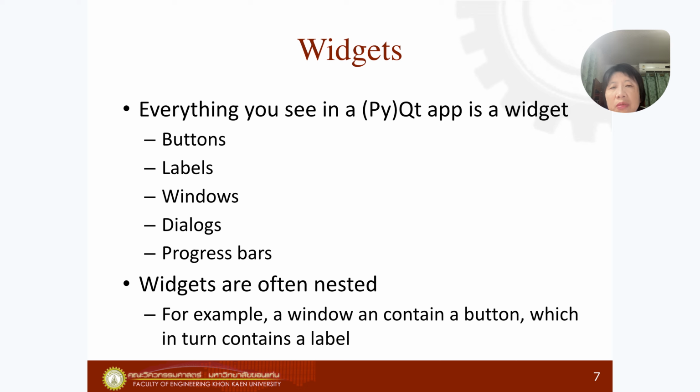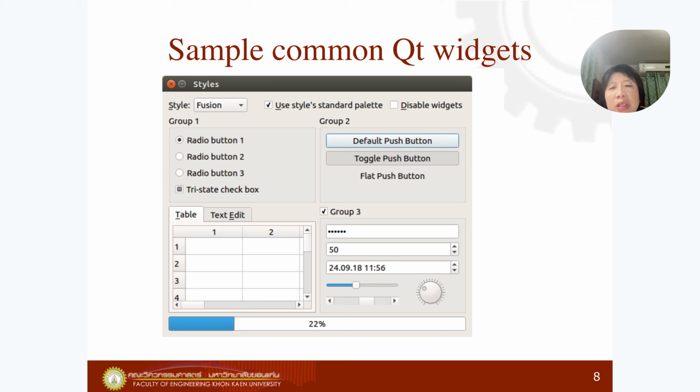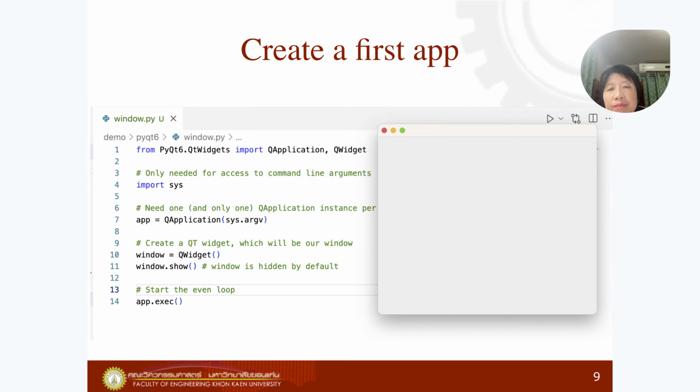And then now let's look at the widgets or the user interface components, like buttons, labels, windows, dialogues, progress bar, and widgets are often nested. For example, a window can contain a button, which in turn contains a label. And this window shows sample common Qt widgets, which you can see that we have like label, radio box, buttons, table, and combo box, and slider, and progress bars.